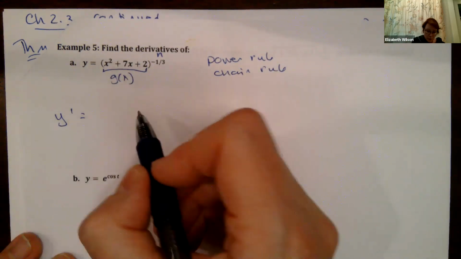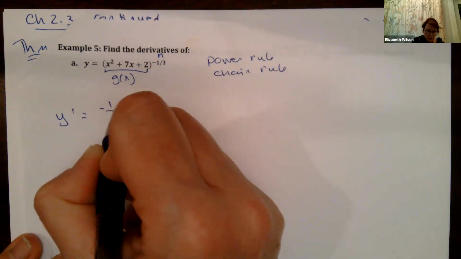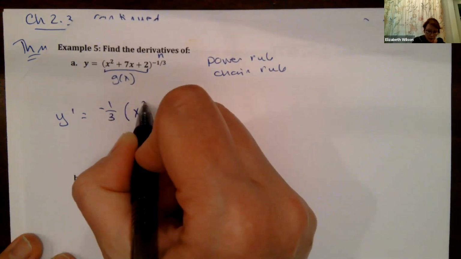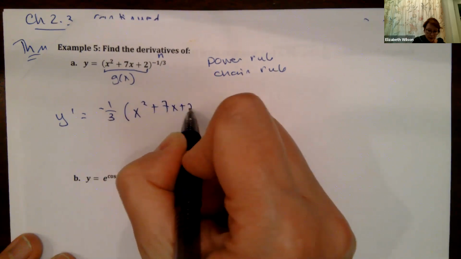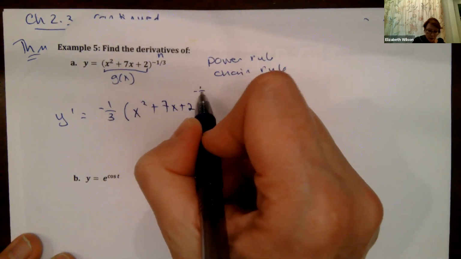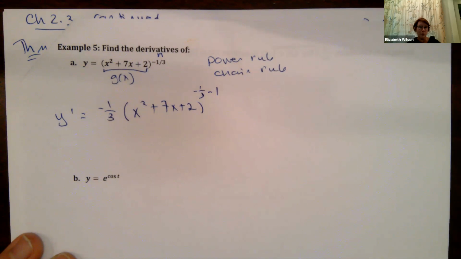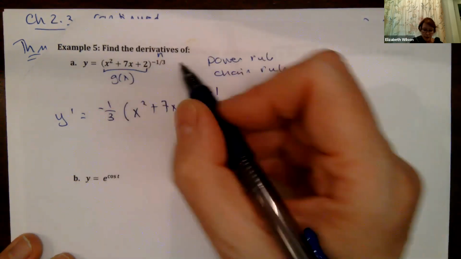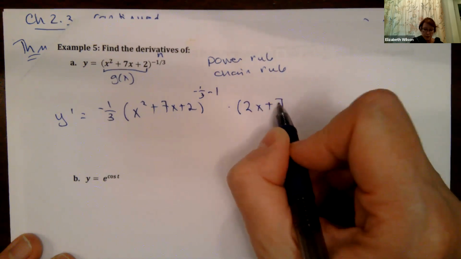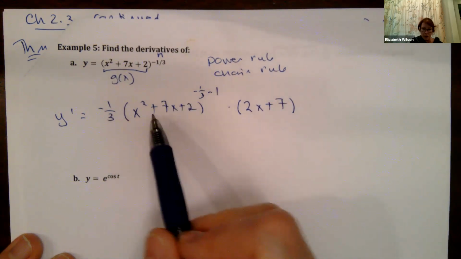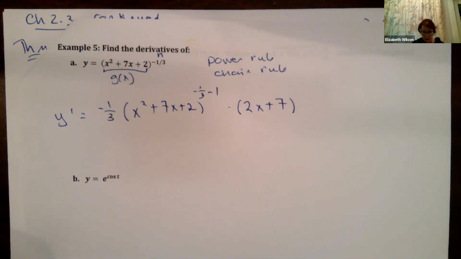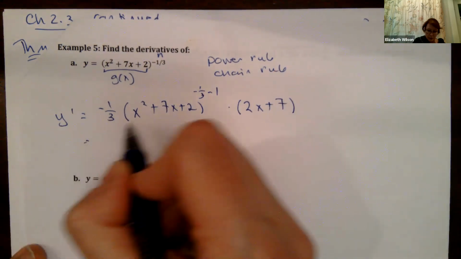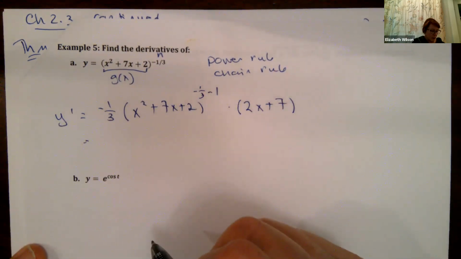So my power rule says bring my exponent down out front, minus 1/3. X squared plus 7x plus 2. I have to subtract 1 from minus 1/3. And now I need to take the chain rule, the derivative of what's inside. That's 2x plus 7. Okay, power rule, chain rule. And then we'll make it look nice, right? We'll kind of clean up. Technically we're done, although you should put this into an actual number.